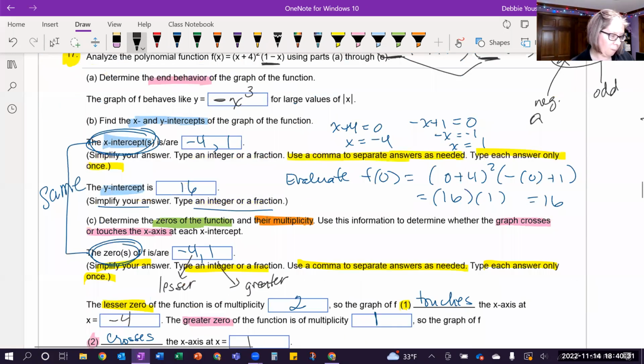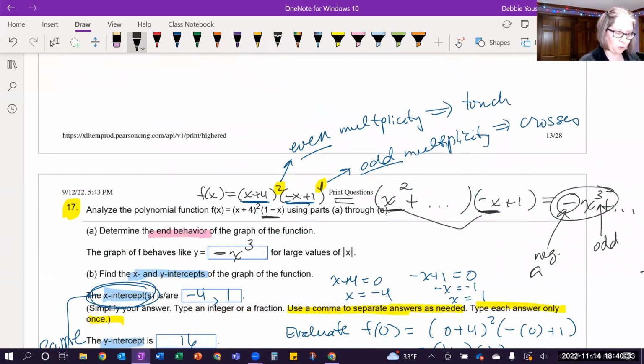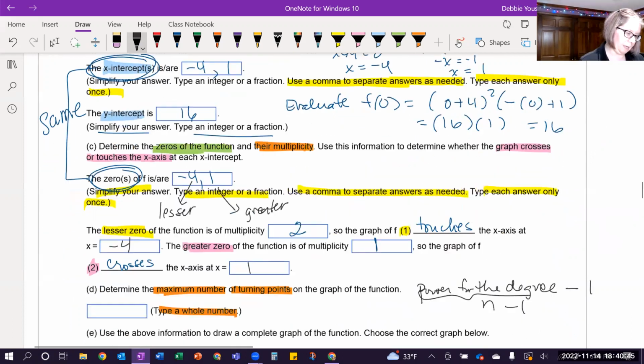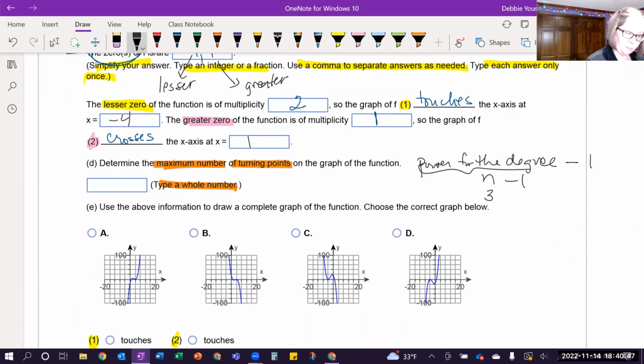So if this was all multiplied out, remember we said the first term would be a -x³. Well, that degree is the n value. That's 3. So that means for this function, we have 3 for the power that is the degree, minus 1, which is 2. So the maximum number of turning points, where it could have an increase, where it could have a max or a min and it turns directions, those are turning points. The most it could have is 2 when it's power 3.